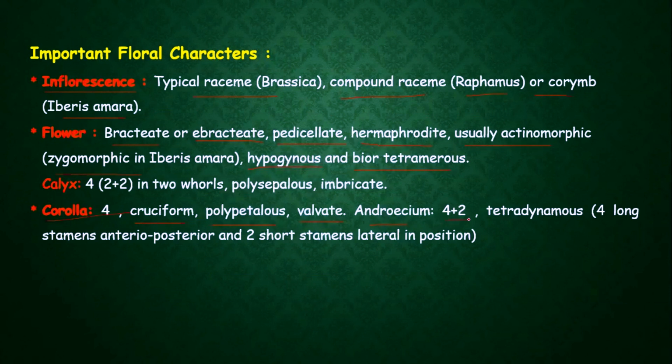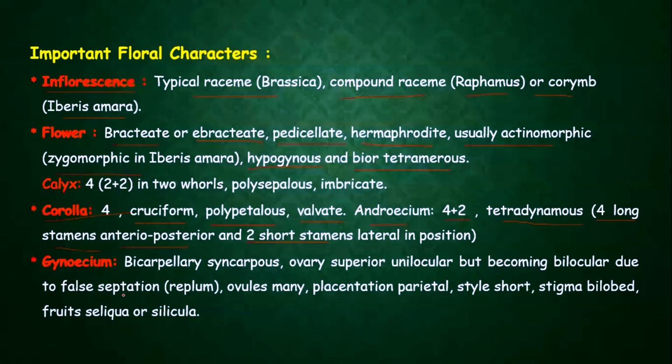Totally how many stamens are there? Six stamens are there, arranged in two whorls. Four stamens have longer filaments, two stamens have shorter filaments. So this kind of arrangement is called tetradynamous. The four long stamens are attached in anterior and posterior positions, and the two stamens with shorter filaments are arranged in lateral position.